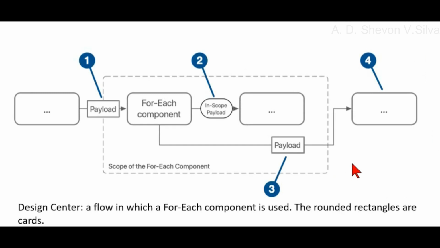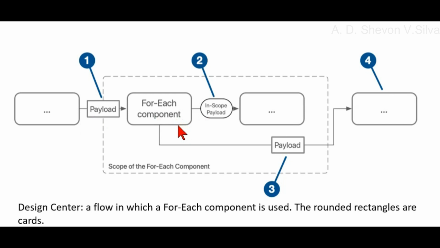Here you can see this diagram represents the flow in which for each component is used. The rounded rectangles are cards. For each component is for processing each element in a collection serially, and then proceeding in a flow with the original payload that was passed to for each component.